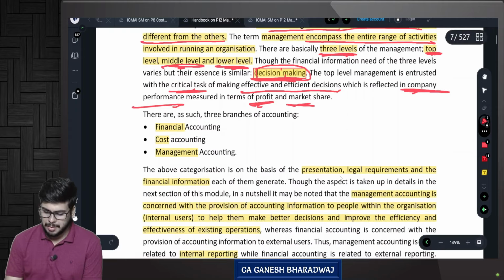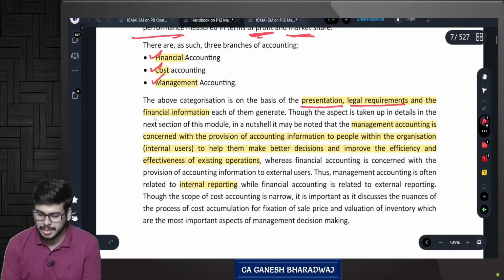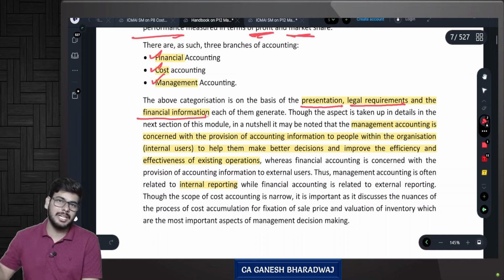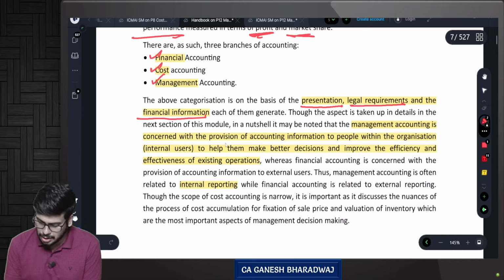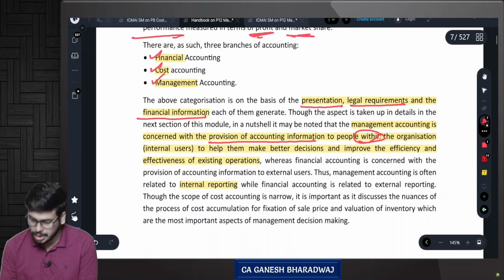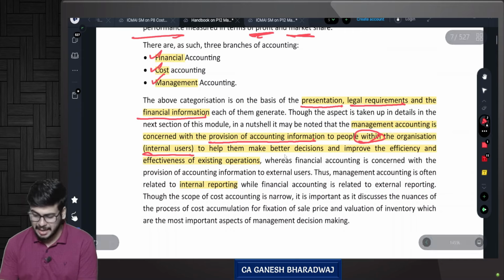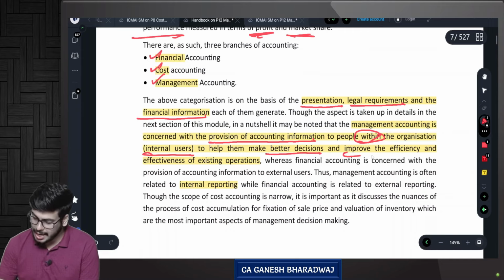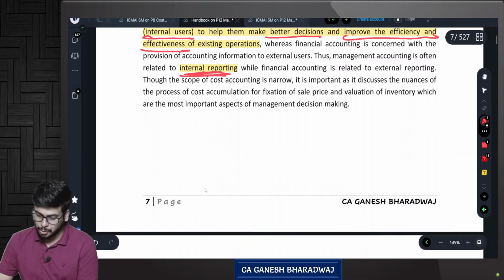Are you clear? There are three branches of accounting: financial accounting, cost accounting, management accounting. And this categorization is based on the presentation, legal requirements, and financial information that is required for each of these branches of accounting. Clear? That's what we saw. And management accounting is concerned with the provision of accounting information to the people within the organization, internal users, typically the management, to help them make better decisions and improve the efficiency and effectiveness of existing operations. So it is often related to what? Management accounting is often related to internal reporting. Are you clear with this?